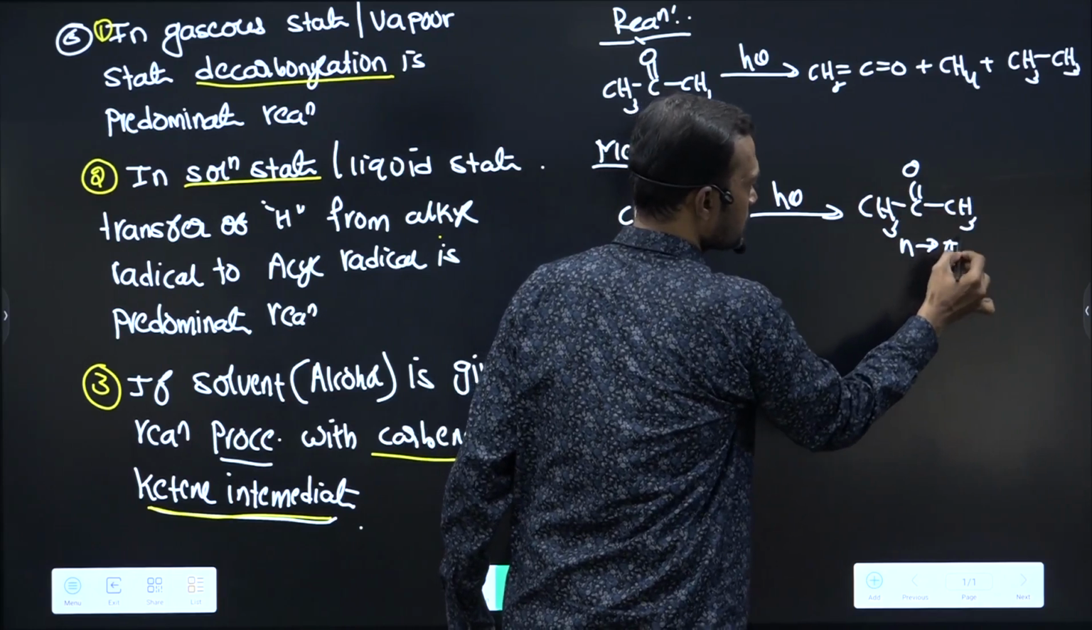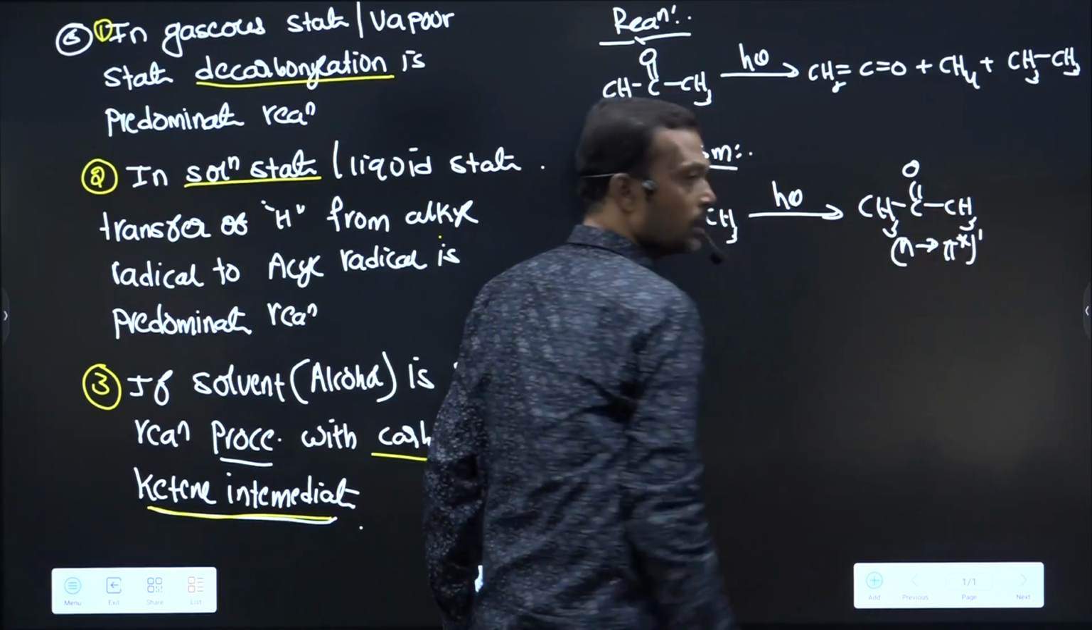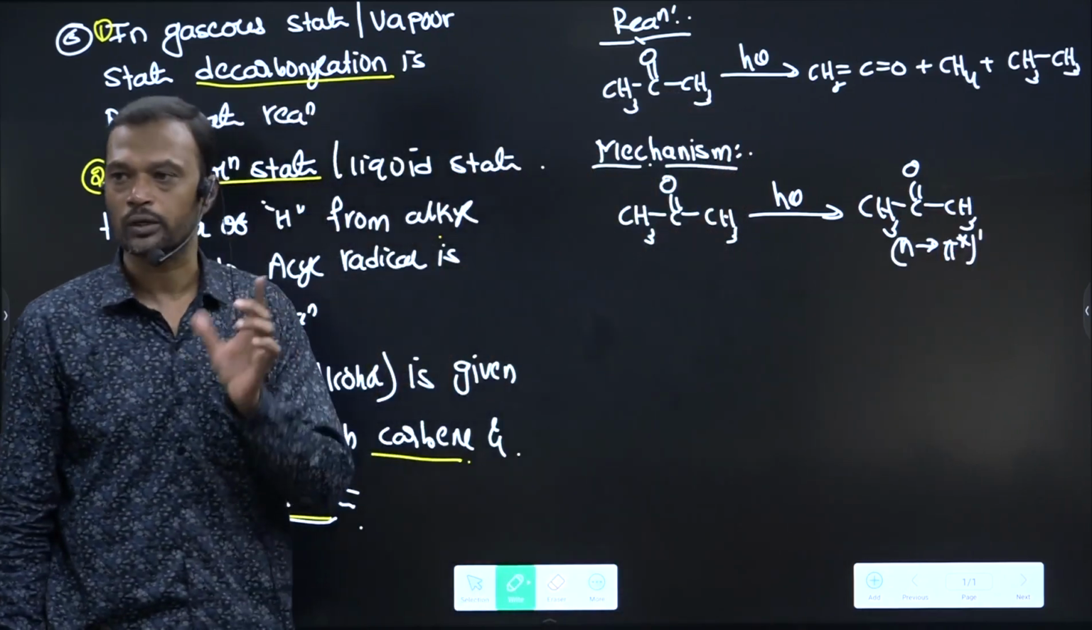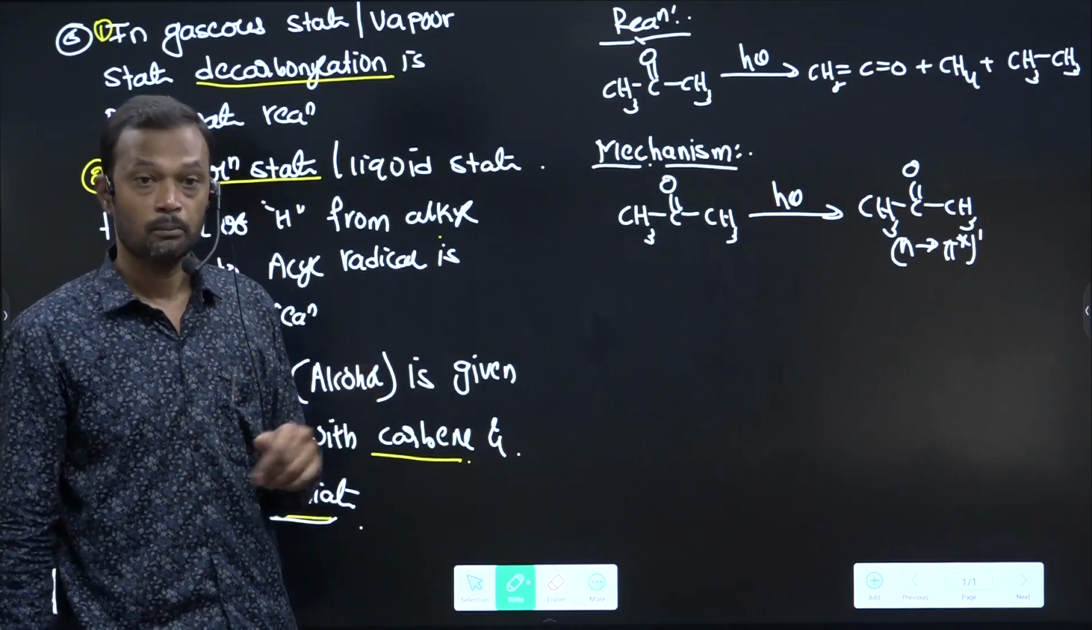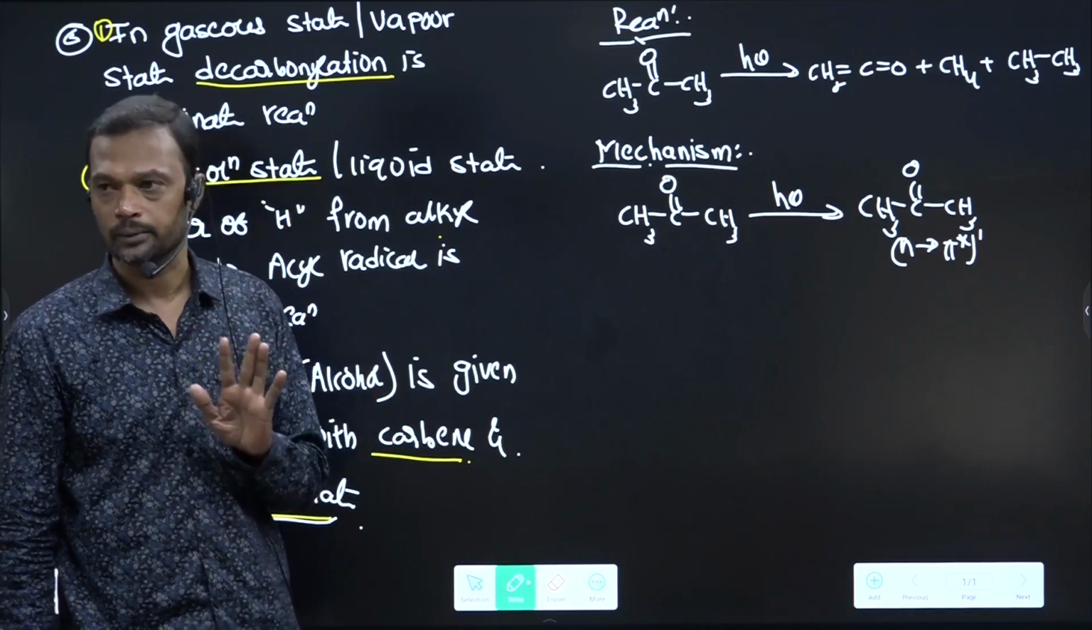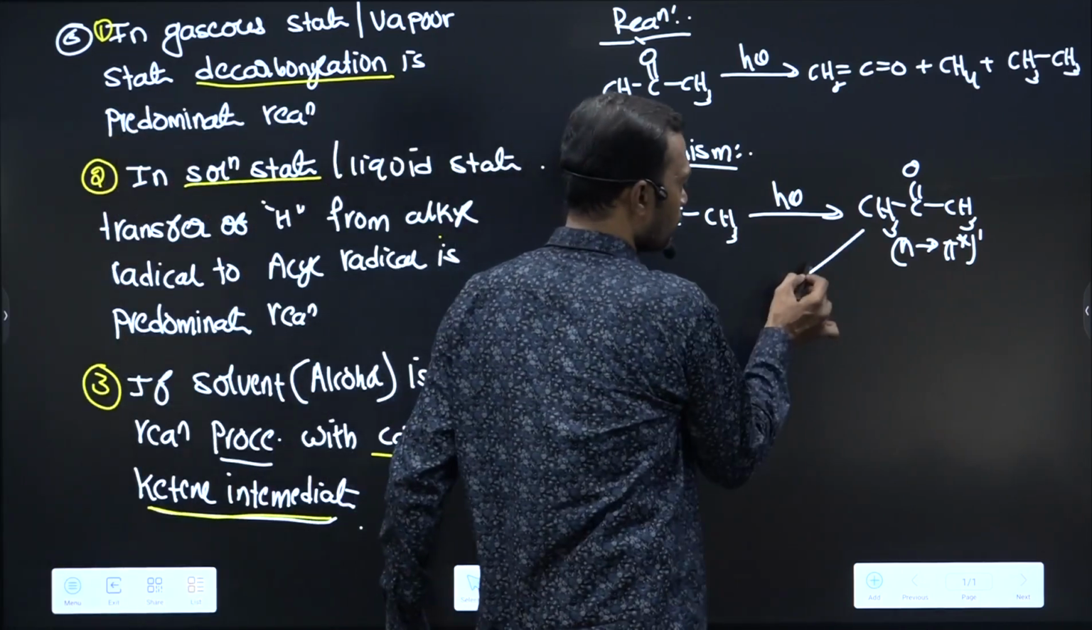So n to pi star singlet, n to pi star triplet is also possible. But most of the aliphatic are not effective for ISC. But it may be singlet or triplet, your answer remains the same. But triplet is more effective as compared to singlet. Now what happens? See, this will give Norrish I.